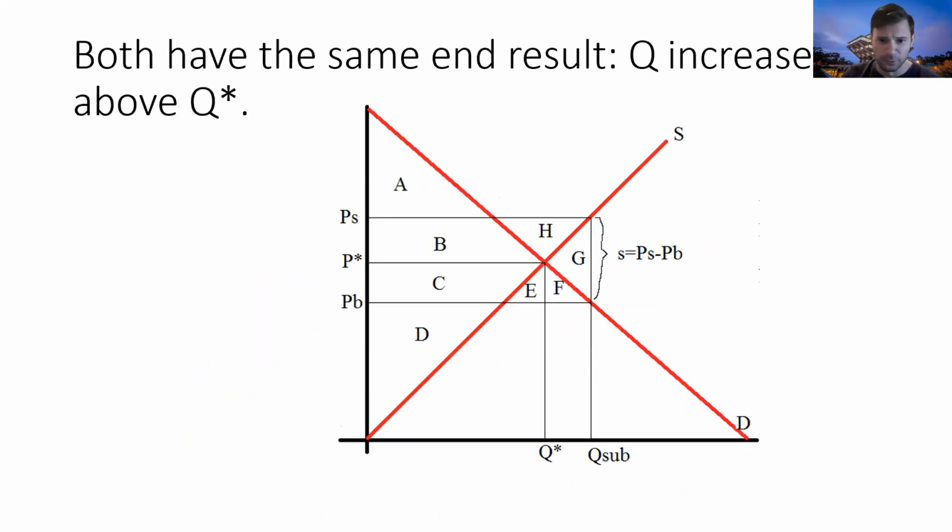The only difference really where subsidies dramatically differ from taxes, price floors, and price ceilings is this is the only policy in the competitive market where the government intervenes and it causes the quantity of trade to go up above the equilibrium.